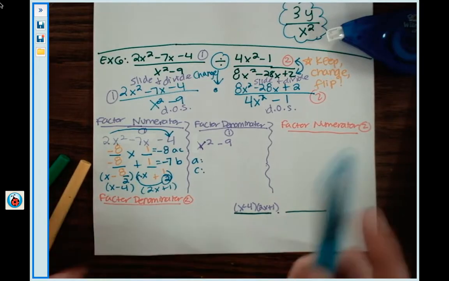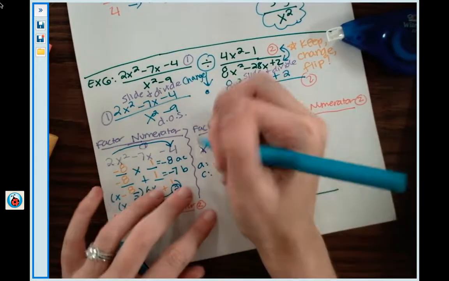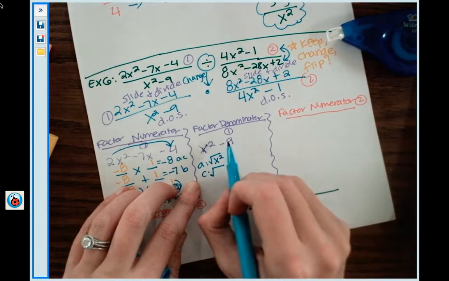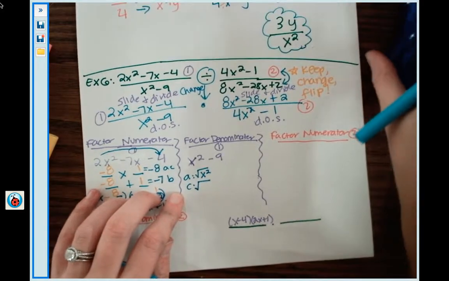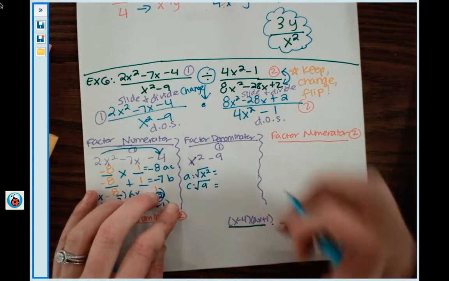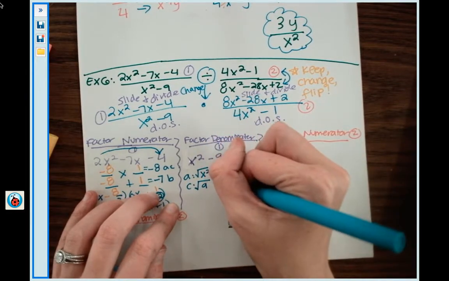Okay, so again, to find my a and c, I'm going to square root the first term, which is my x squared, and my second term, which is my 9. And don't forget, we leave the negative off. Okay, the square root of x squared is x, and the square root of 9 is 3.